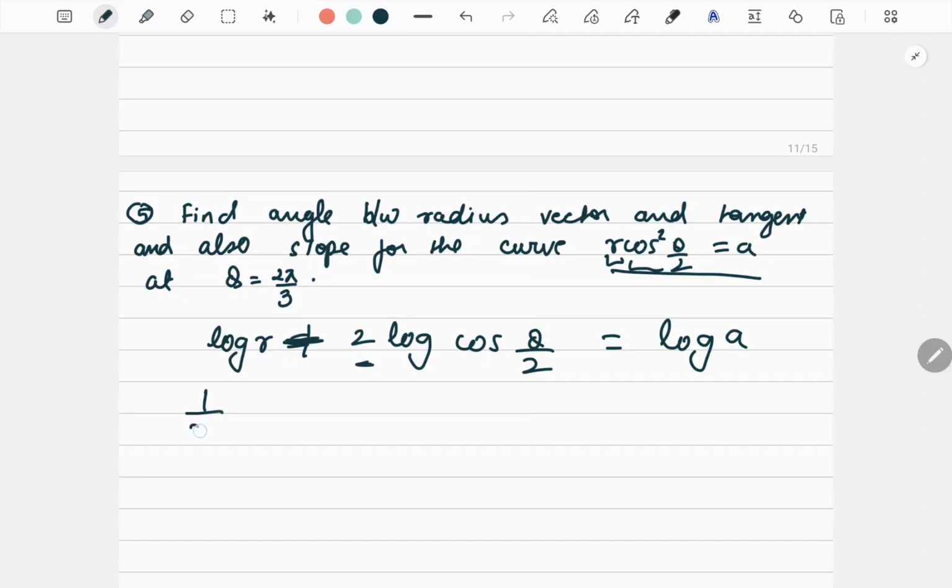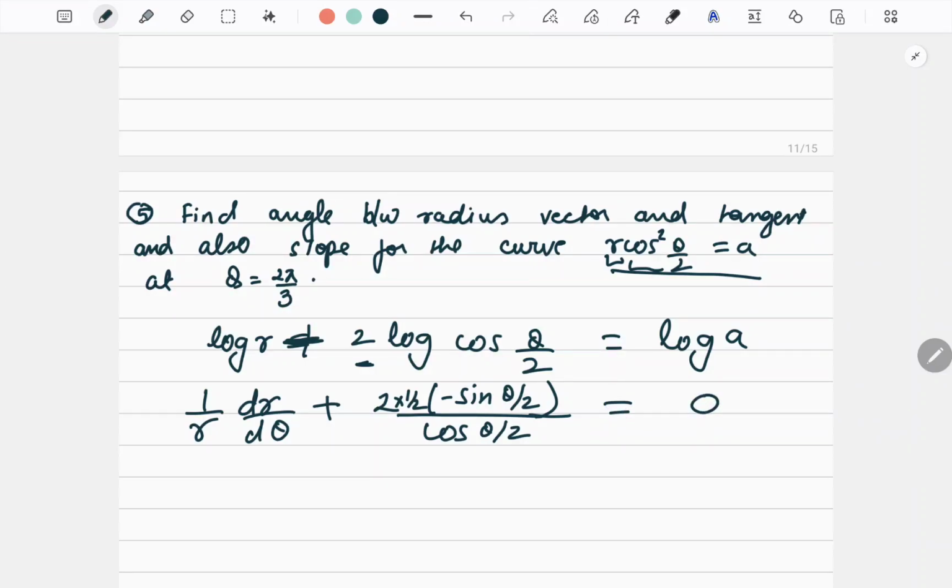Now differentiate. (1 by r) dr by d theta is equal to, 2 is a constant, plus 2 into the differentiation of log, 1 upon cos (theta by 2). Now what is the differentiation of cos? Minus sin (theta by 2). And what is the differentiation of theta by 2? 1 by 2. So into 1 by 2. So I am applying the chain rule. Don't forget, the derivative of log a is 0. Now what is this 1 by r dr by d theta? It is cot phi.